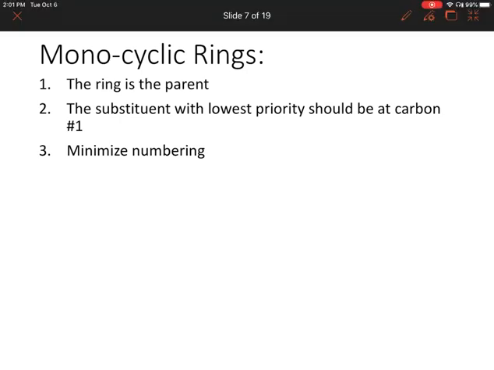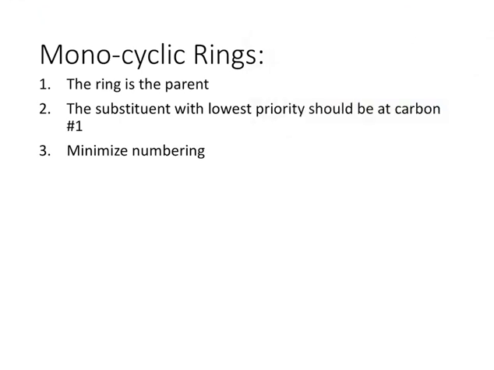So let's say, for instance, that we have a molecule with a ring here, and let's say there are some substituents on the ring. In this scenario, the ring is the parent. Instead of counting the longest chain, here we're just considering that the ring is the parent. Now there are exceptions to this. For instance, if you have a really small ring with a long chain of carbons on it, that would be different. But for the most part, the ring will be the parent.